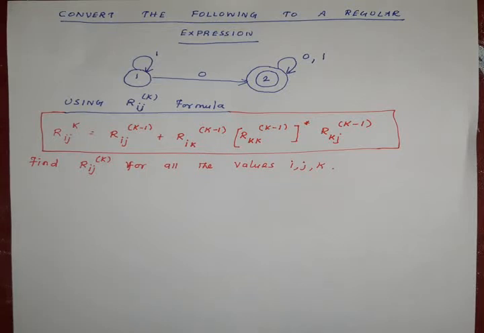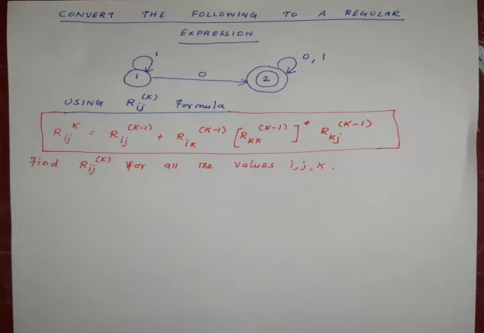The topic is: convert the following finite automata to a regular expression. In the last class we saw about regular expression. When a language is generated by a particular finite automata, then the language is easily described by a simple expression. That expression is known as a regular expression. By using three methods, we can easily convert the given finite automata into a regular expression. Please refer to the last lecture for those three methods.